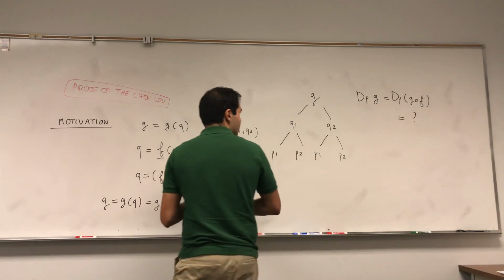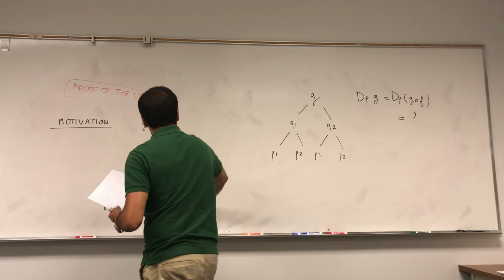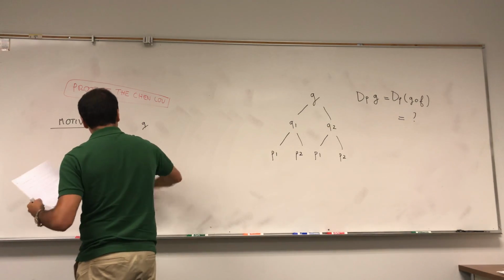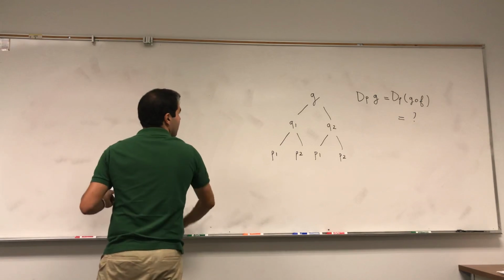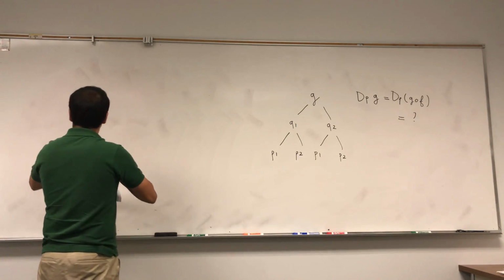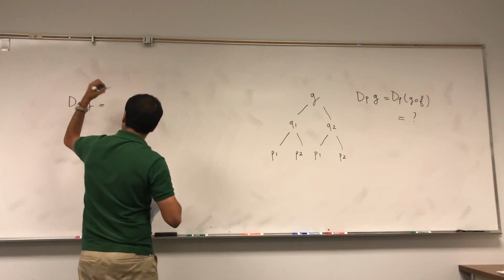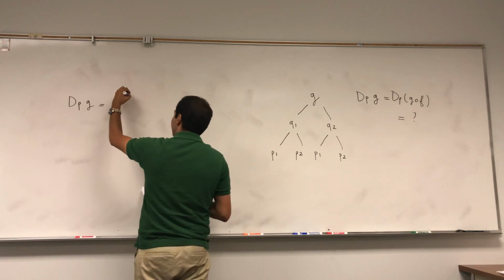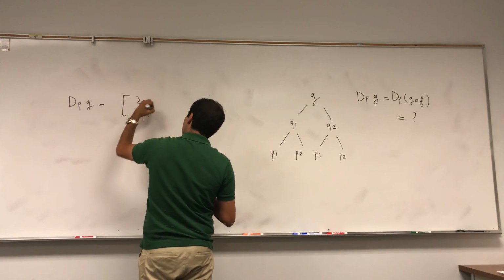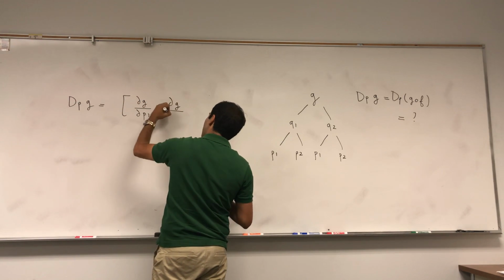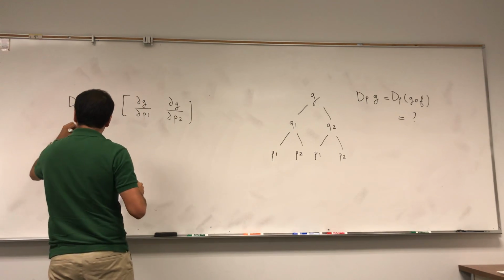Well, let's just calculate it using the chain rule. And then I'll show you how you can think of it another way. So what is d_p g? By definition of the gradient, that is partial g over partial p1 and partial g over partial p2. That's on the one hand.